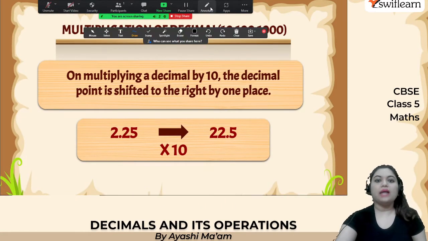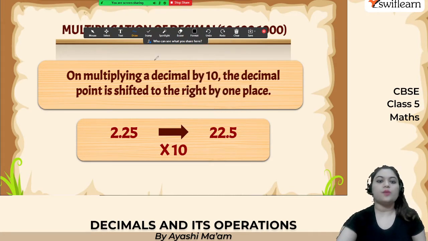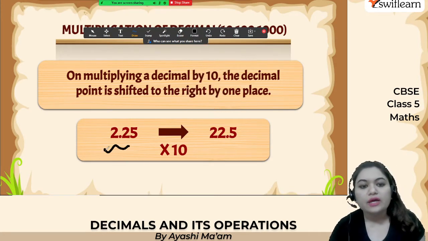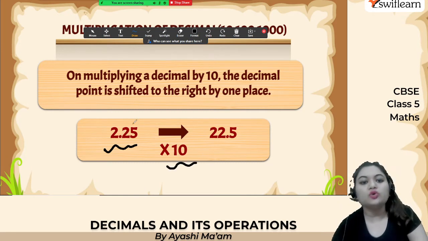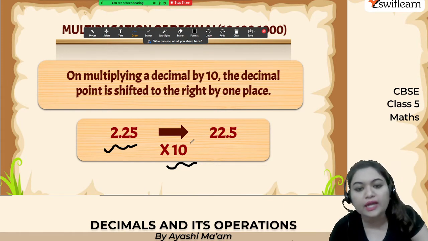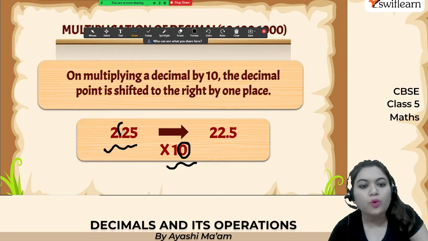Now, multiplication of decimals. Suppose you have any number. If you multiply that number by 10, then what happens? The decimal point gets shifted to the right by one place. How can you remember it? In 10 there is one 0. So our decimal point will get shifted by one place and it will come here.